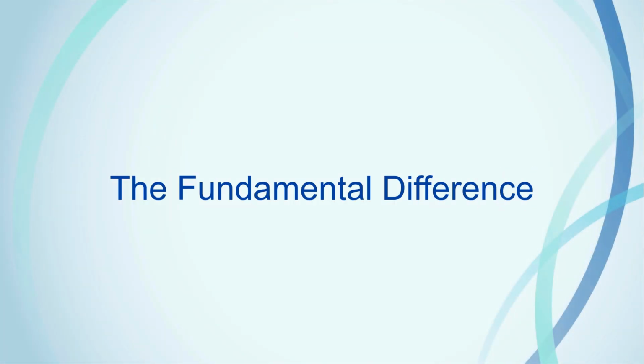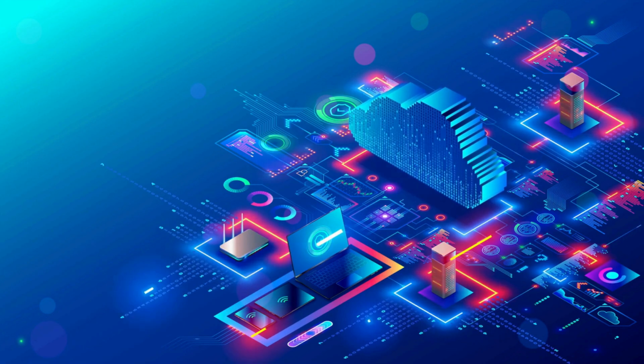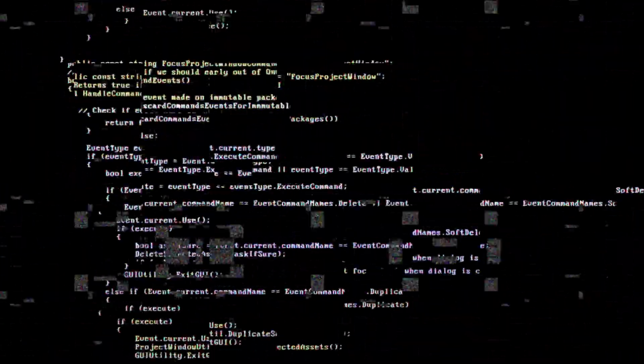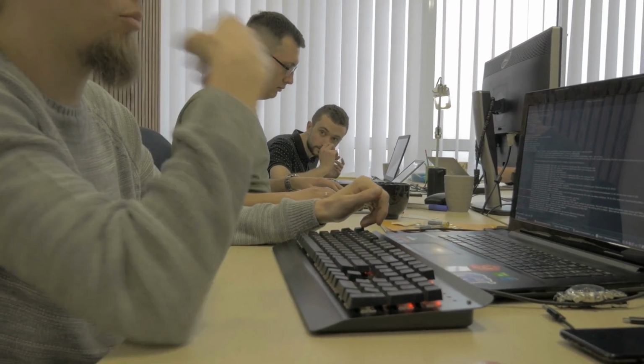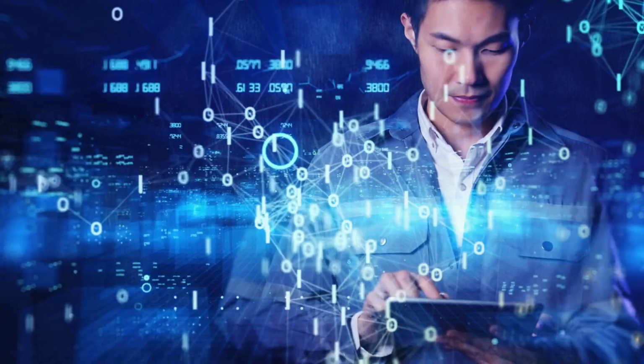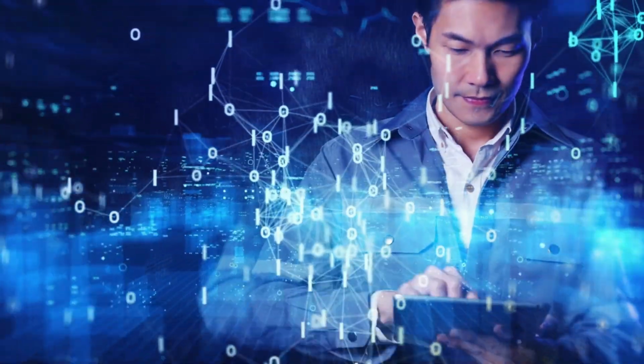The fundamental difference. AI systems are not like traditional software. In a traditional program, the developer writes code, and the system behaves exactly as instructed. The developer has full control.